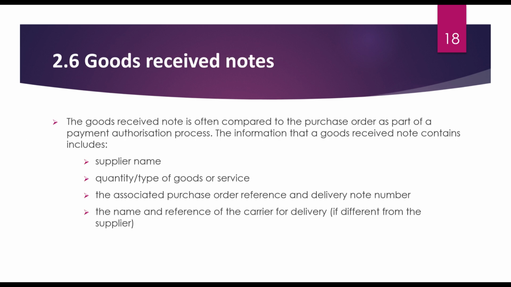2.6 Goods Received Notes. The goods received note is often compared to the purchase order as part of a payment authorization process. The information that a goods received note contains includes supplier name, quantity, type of goods or service, the associated purchase order reference and delivery note number, the name and reference of the carrier for delivery if different from the supplier.